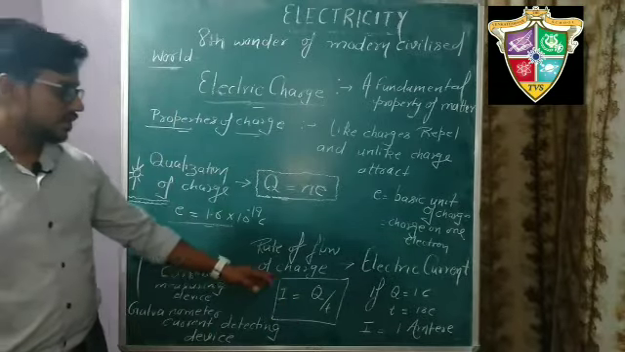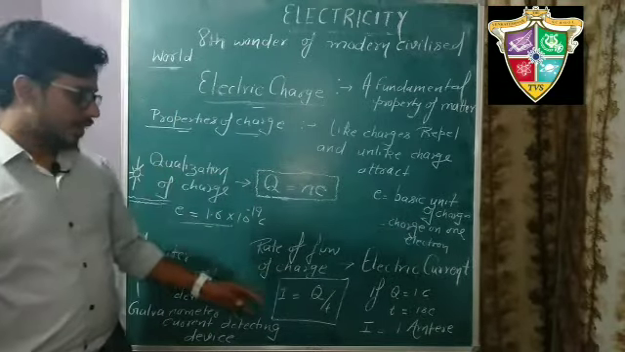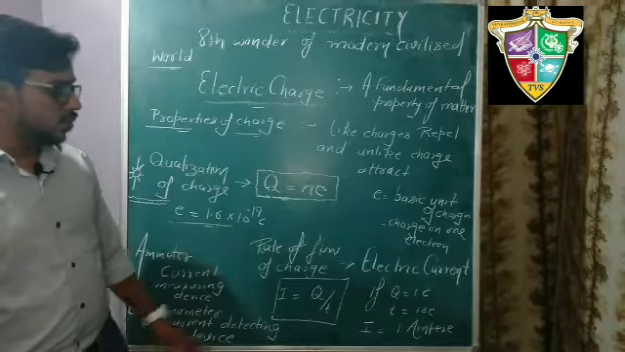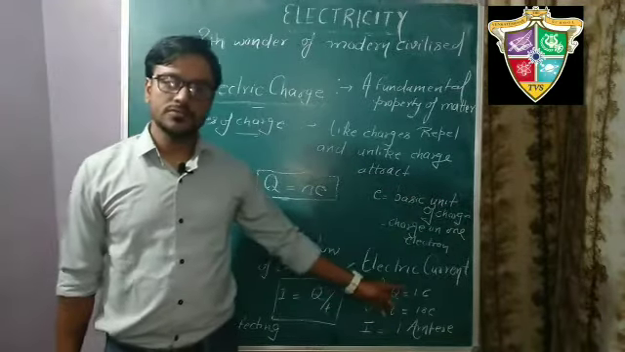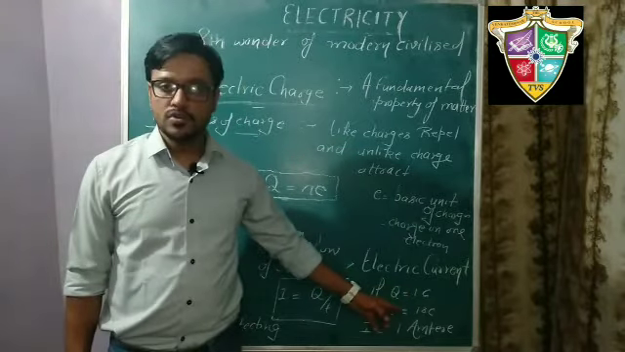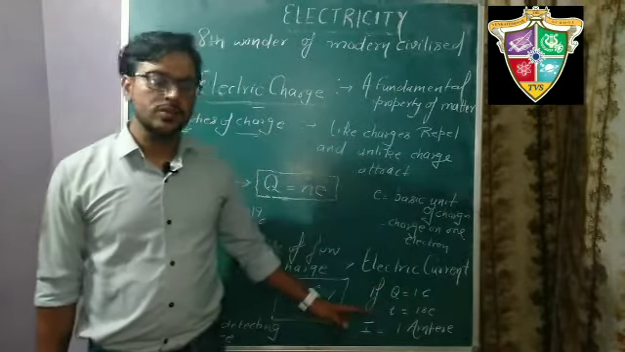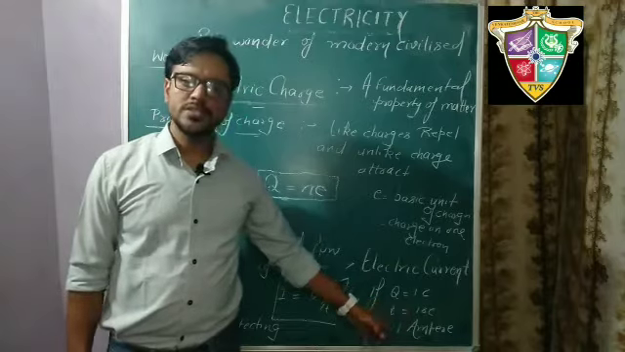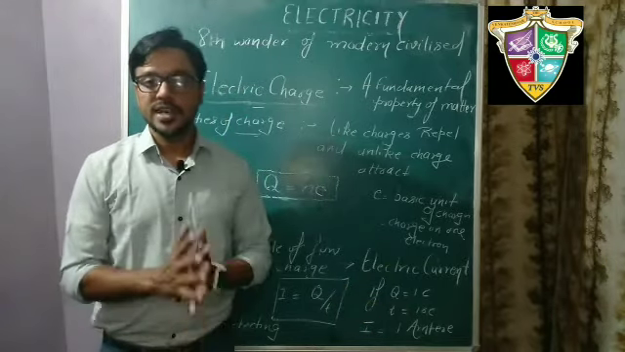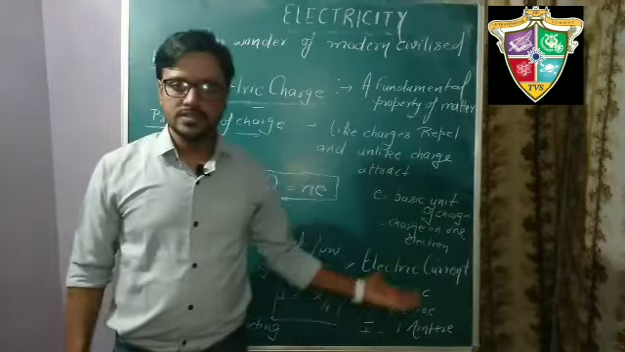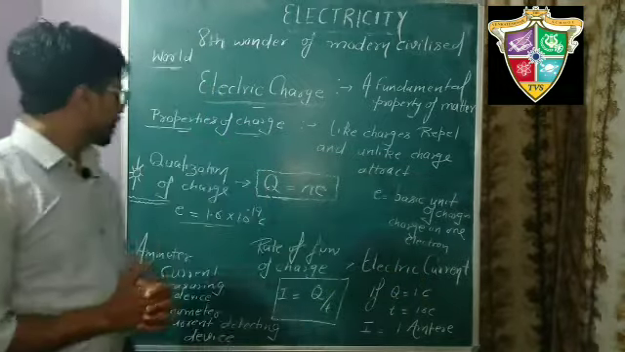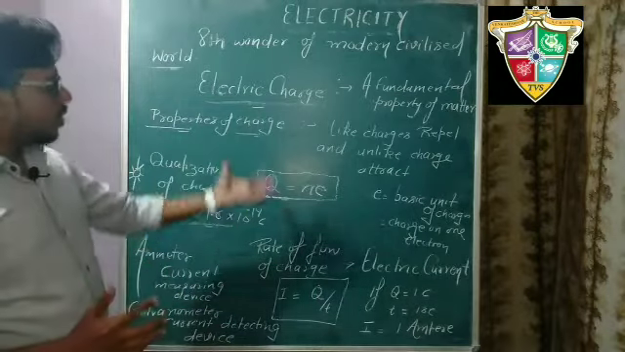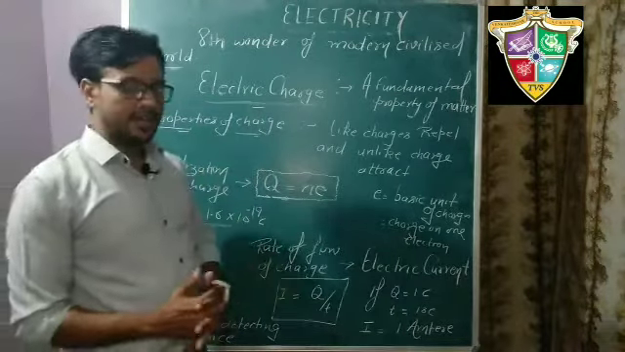Q is charge, t is time, and you know charge is measured in coulomb, time is measured in second. So if 1 coulomb of charge flows through a wire for 1 second, then the current is said to be 1 ampere, and this is the SI unit of current. It is named after the scientist Andre Marie Ampere. So this is all about electric charge and electric current.